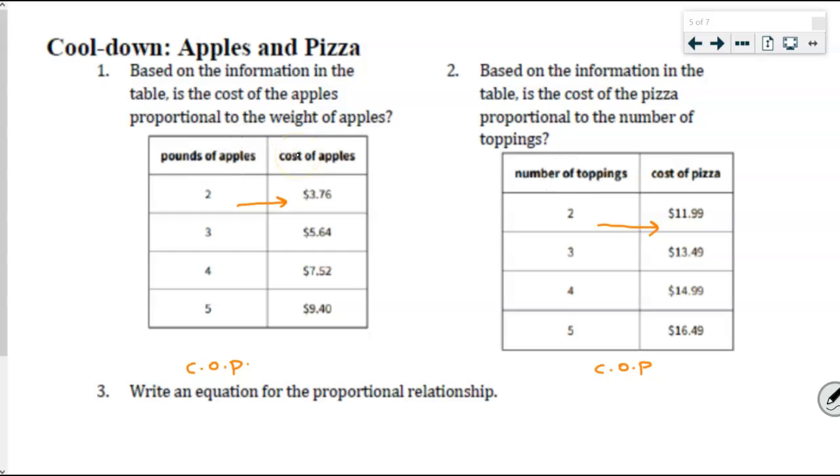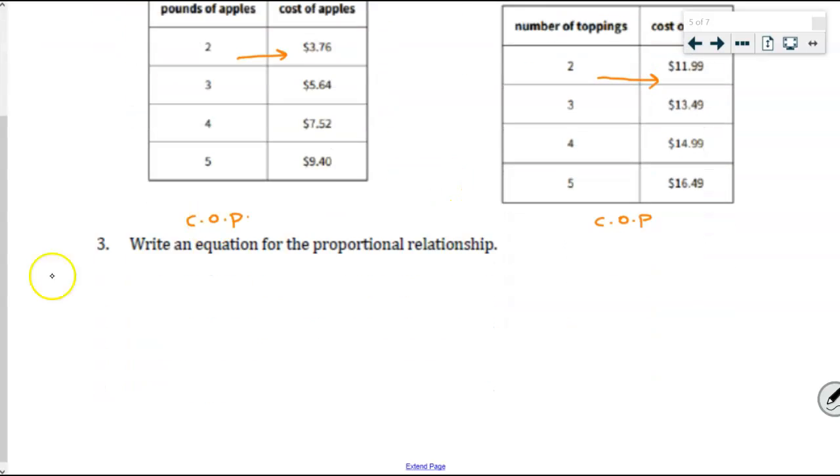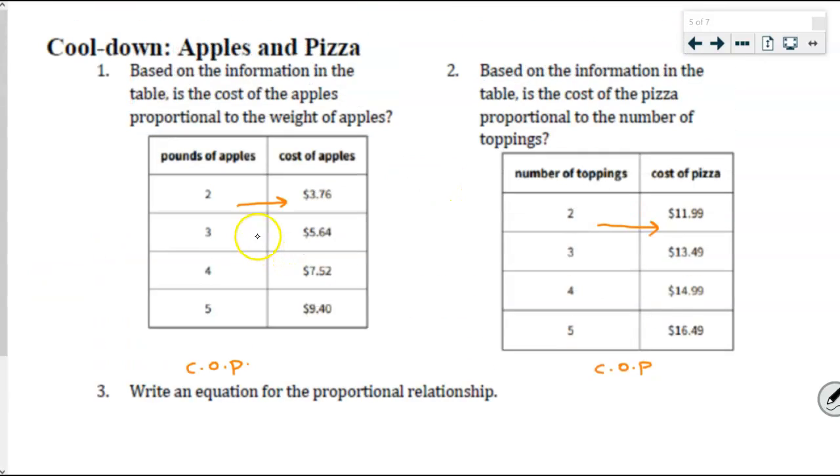So with your groups, find out if either of them are proportional, and then you can answer question 3 after that with your groups, and then we'll come back together and talk. Ready, set, go.